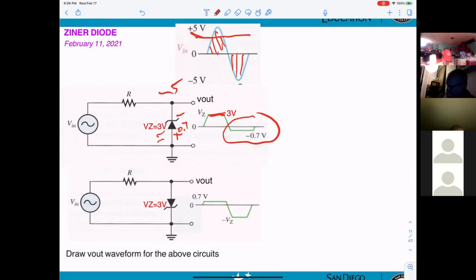So basically, we just got to break this down into the positive half cycle first, and then the negative half cycle second. Right. They draw just the positive cycle and the negative cycle. Okay, you can look into the next one. They converted to Zener.